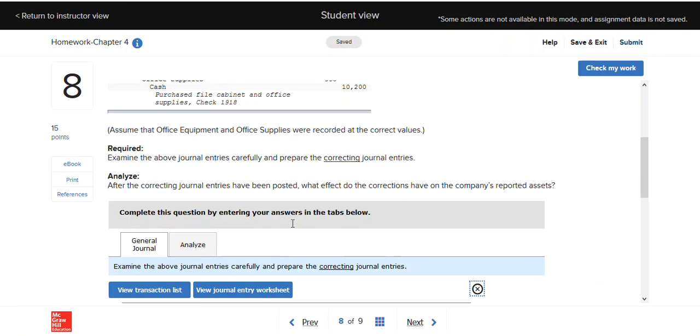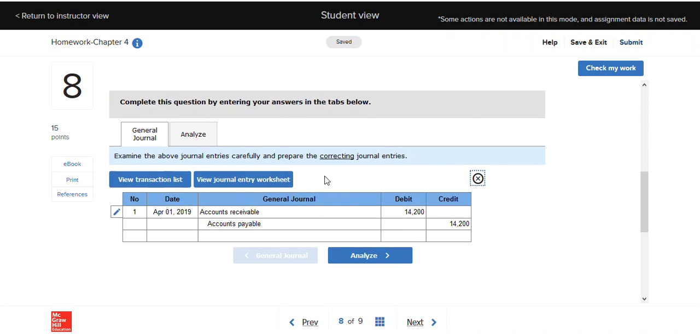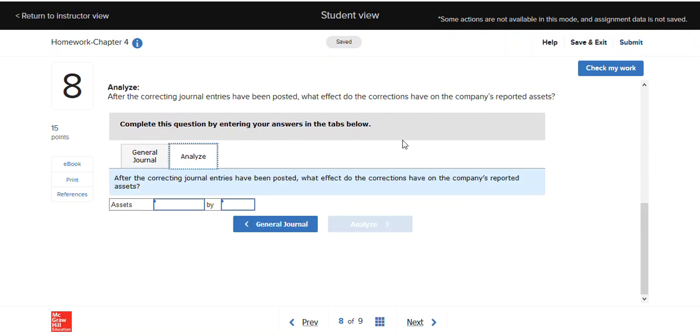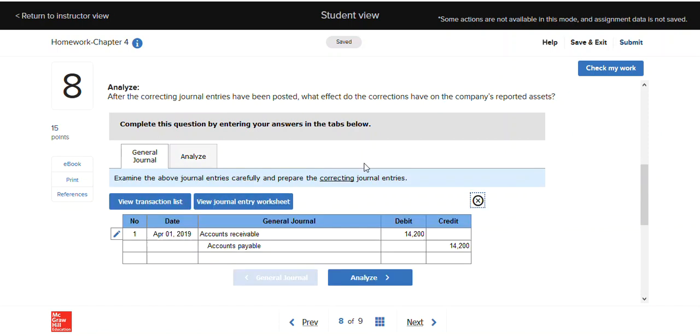All right, I'm not going to go through all 3 of these because that's something you need to think through on your own. But I will give you some hints on the analyze portion. This says, after the correcting journal entries have been posted, what effect do the corrections have on the company's reported assets? To do that, I would go back to the general journal and look at the entries that I made. We're only looking at entries that will affect assets. Here, accounts receivable is an asset, and accounts payable is a liability, so we can ignore that. Accounts receivable is an asset, and right here, an asset is increasing by $14,200. That's what we're going to start with.